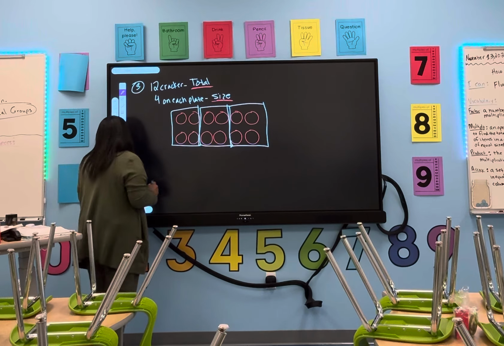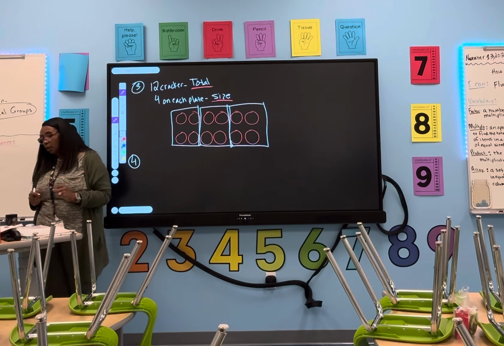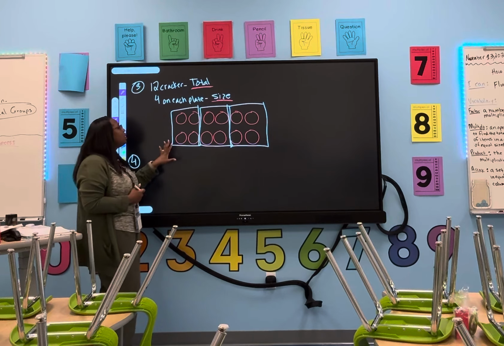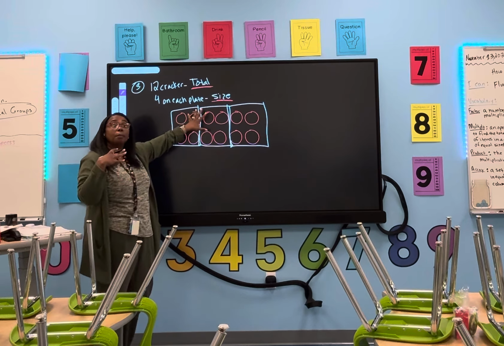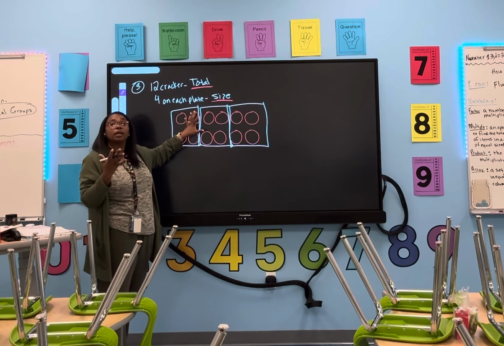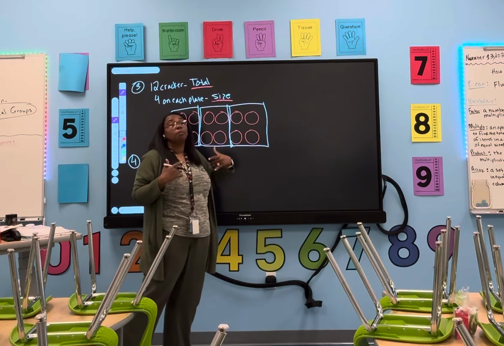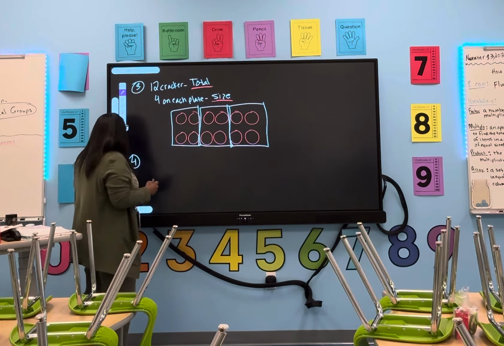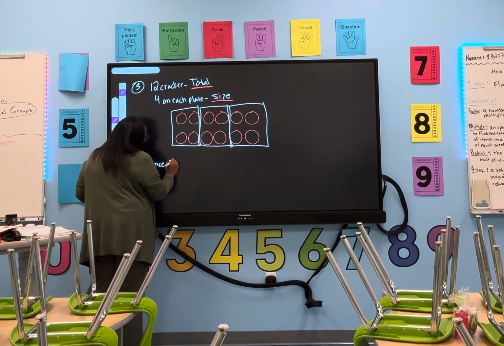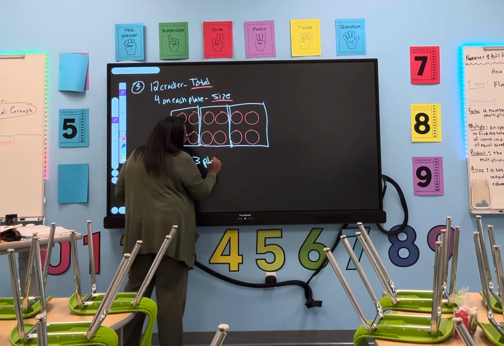Let's go to number 4. So number 4 says, how many plates did Rance need? How do you know? So when I look at my groups, remember the boxes, we group them into groups of 4. So the boxes are plates. So I can see I have 1, 2, 3 plates. So I can say Rance needs 3 plates.